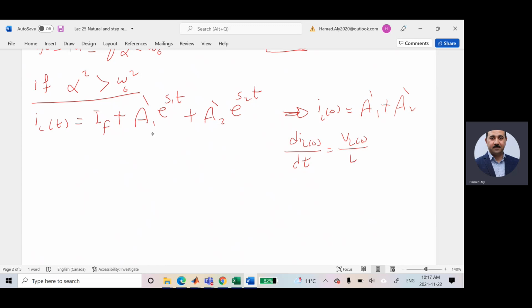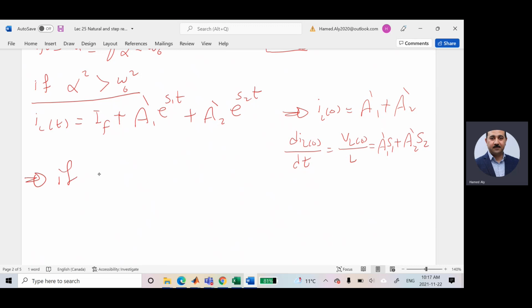Then I will find the first derivative for this equation, which is equal to A1 prime S1 plus A2 prime S2. Then solve them for finding A1 and A2. This is the first case, and this is the overdamped case.